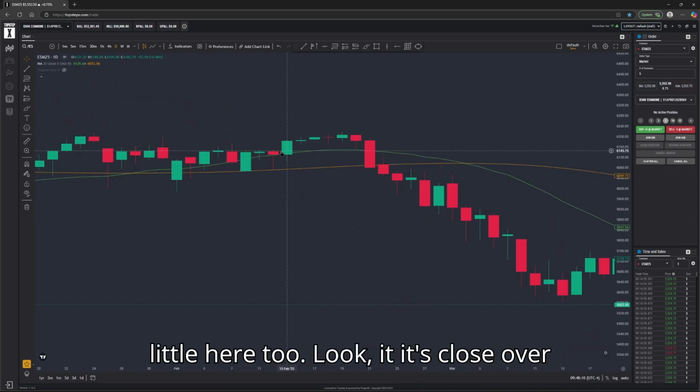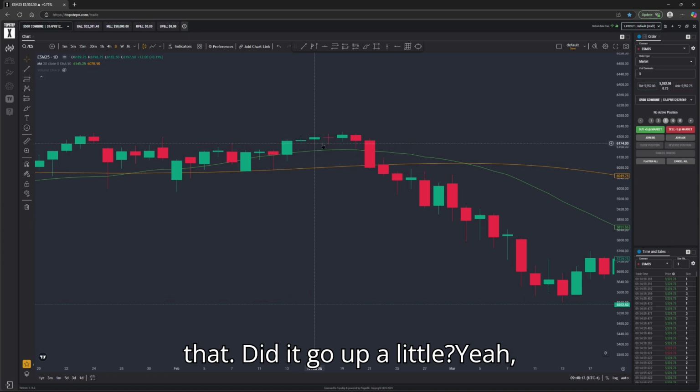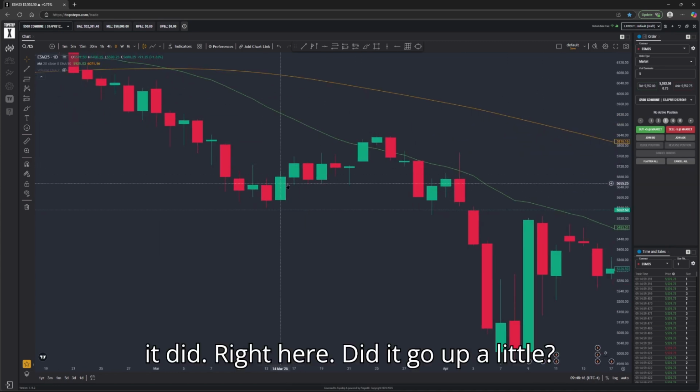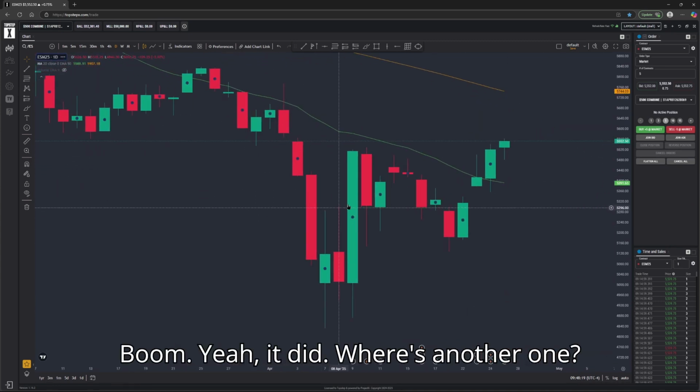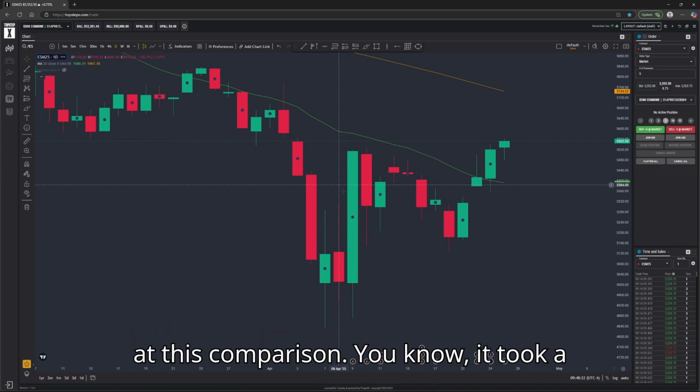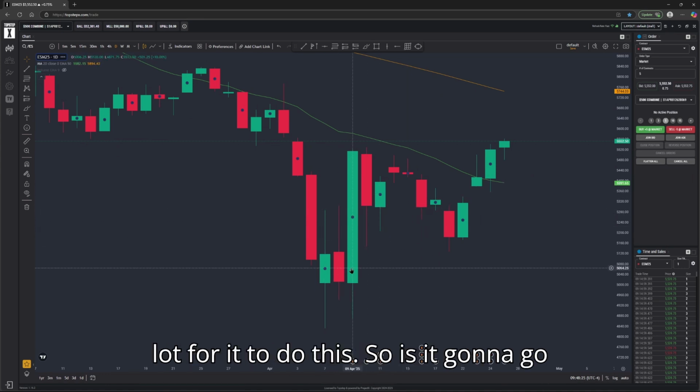Look, boom. Does that mean it's gonna go up? Yeah, it goes up a little. Here too. Look, it closes over that. Did it go up a little? Yeah, it did. Right here. Did it go up a little? Boom. Yeah, it did. Where's another one? Right here. Look at this comparison. It took a lot for it to do this.